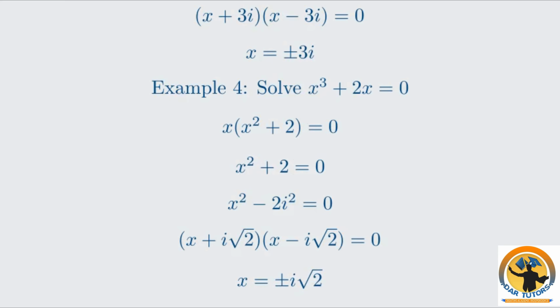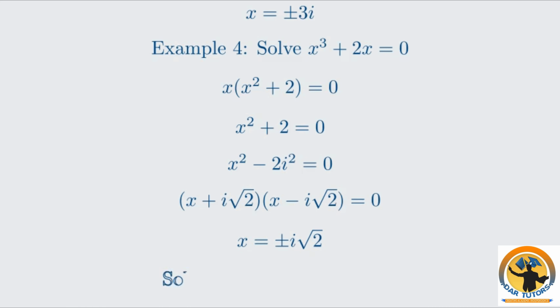This factors into (x plus i times the square root of 2) times (x minus i times the square root of 2) equals 0. This gives us the solutions x equals plus or minus i times the square root of 2. So the cubic equation x cubed plus 2x equals 0 has 3 solutions. One real solution, x equals 0, and 2 complex solutions, x equals plus or minus i times the square root of 2. We have now seen how to factor polynomials using complex numbers, achieving our second objective.